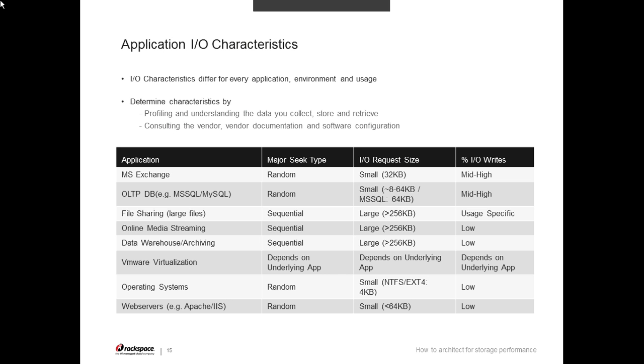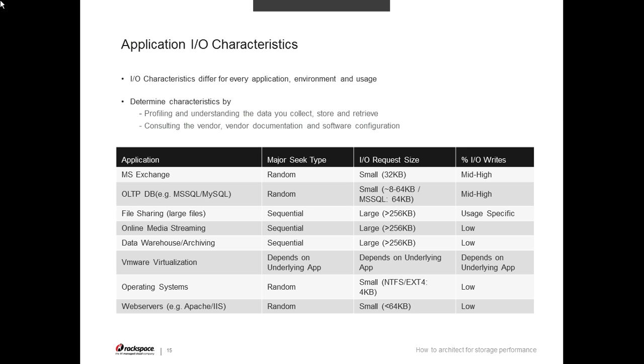So how do you go about finding the I/O characteristics of your application? Now, there's a couple of ways we can do this. Firstly, we could use profiling tools, tools like Perfmon that have counters that determine things like I/O, average I/O size and read-write percentages. Alternatively, we can consult the developers or vendor documentation. Developers or application support should have a really good idea of how their software interacts with the disks based on the code that they write or what the best practices state.